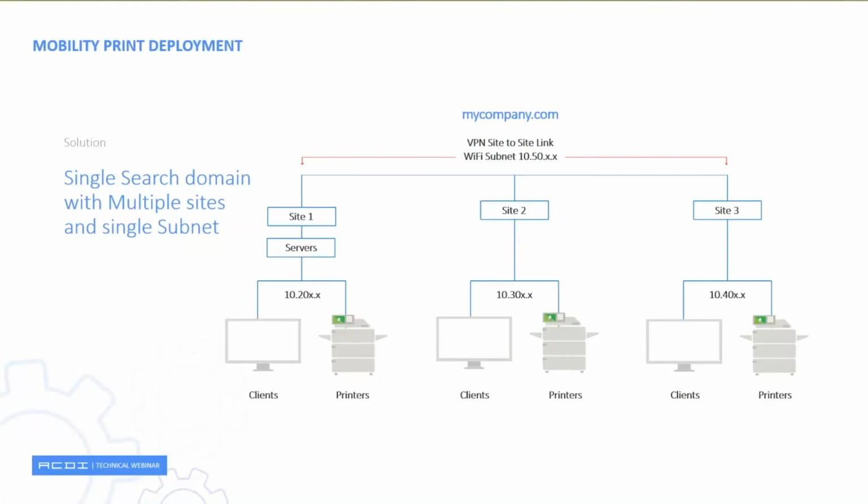For all listed solutions mentioned, a good VPN connection is recommended for these scenarios to ensure that jobs can be processed between sites quickly and effectively to prevent delays in print jobs being released.